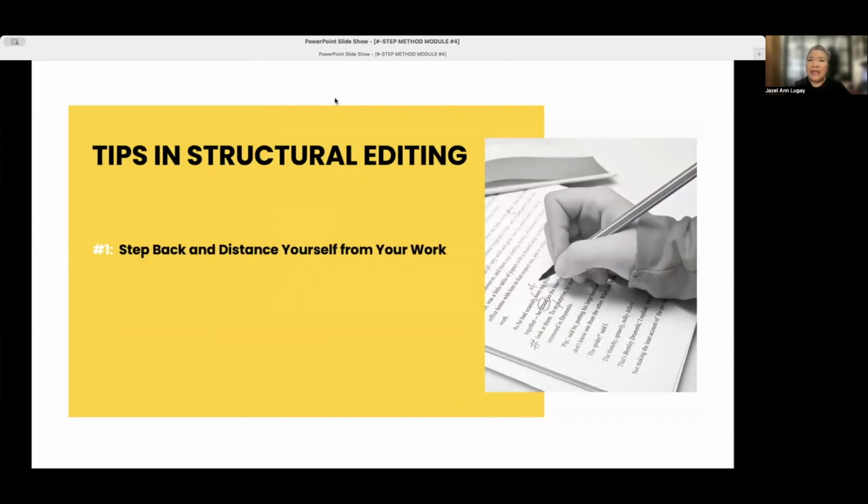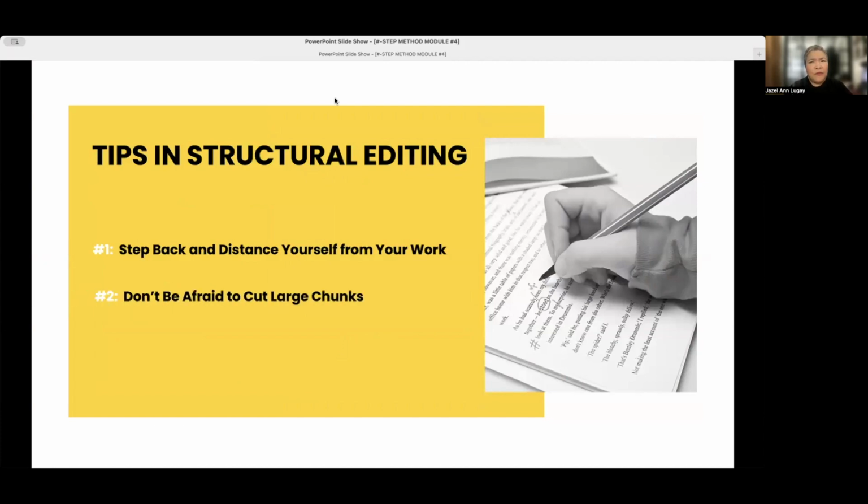Number 1, step back and distance yourself from your work. The more you read and reread your work, the more you become familiar with it, and it becomes difficult to spot any errors. Step back and come back to it after a few days and see it with fresh eyes.